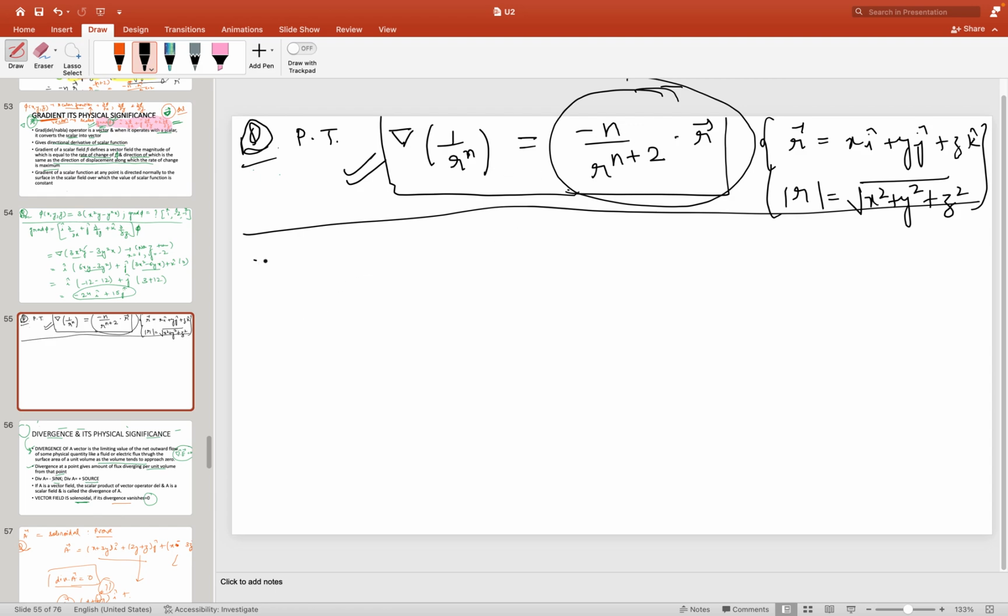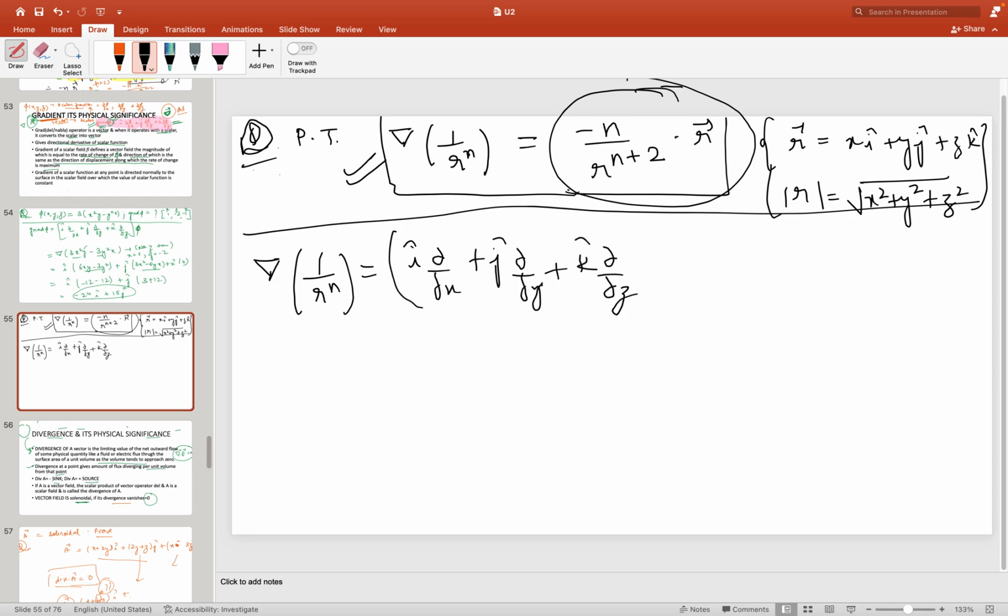So let us solve it here while I am introducing you to these concepts. That is my way: I make you solve it while I am introducing the gradient concept. Okay, so gradient of 1 upon r^n, what will we do? We will write i cap del by del x, j cap del by del y plus k cap del by del z, which is the value of gradient. What will be the value of 1 by r^n?